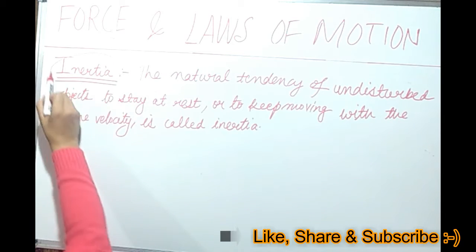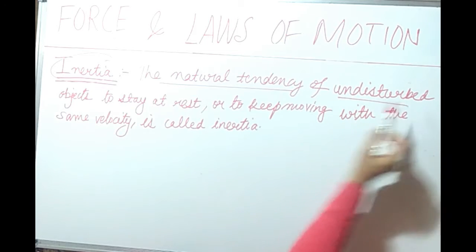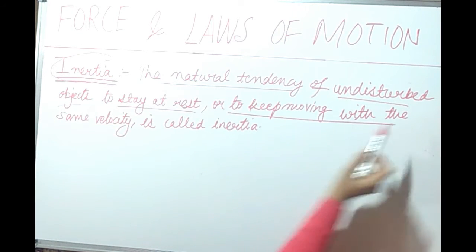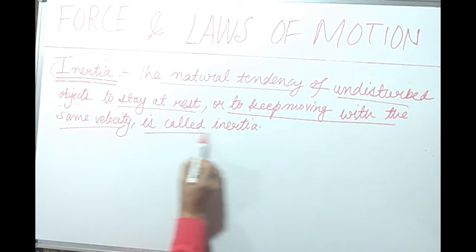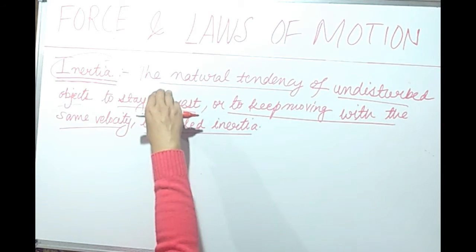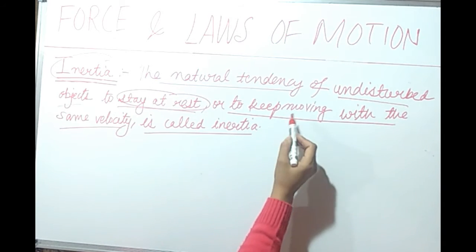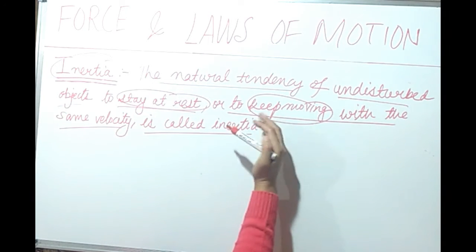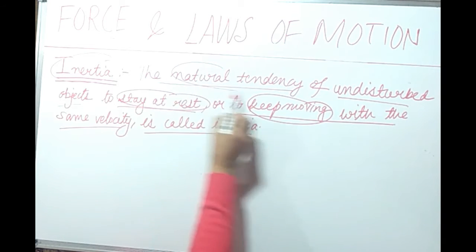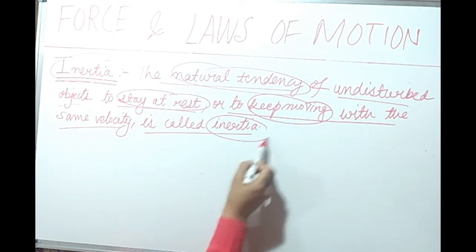What is inertia? The natural tendency of undisturbed objects to stay at rest or to keep moving with the same velocity is called inertia. When an object is at rest, it will try to stay at rest. And when an object is moving, it will try to keep moving with the same velocity. This is the natural tendency of our body, and that tendency, that property, is called inertia.